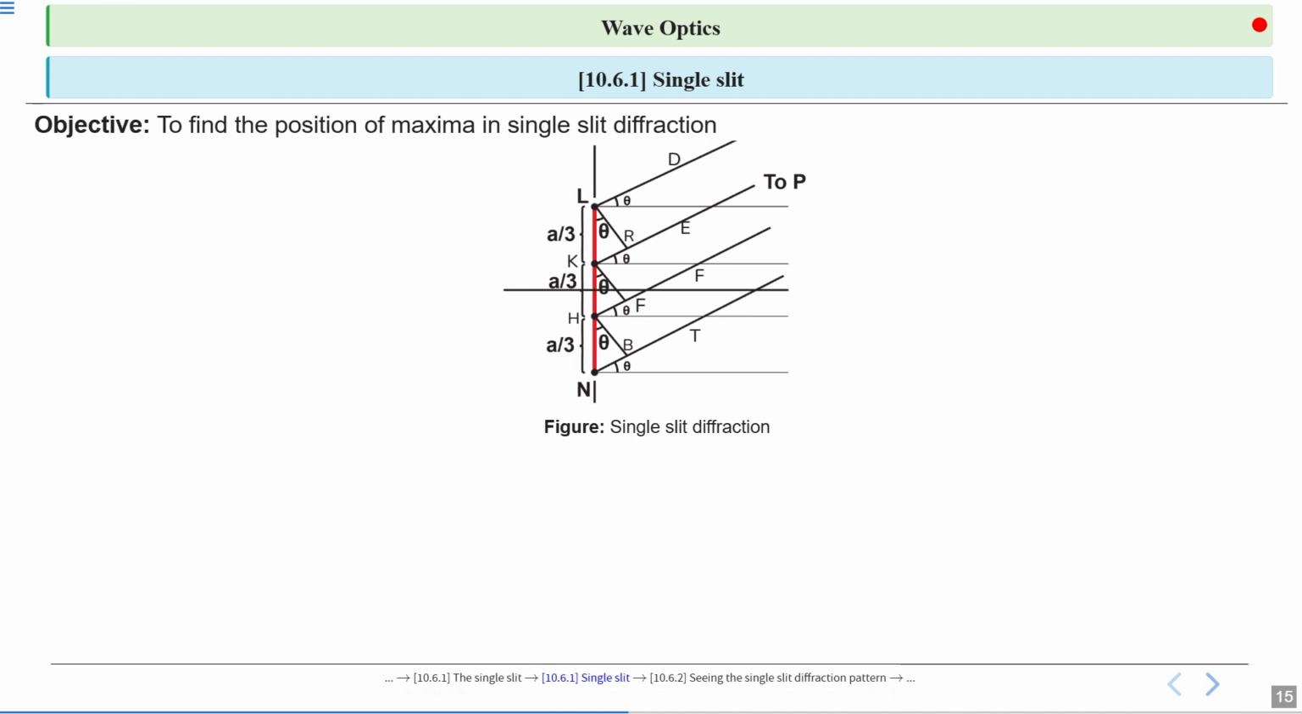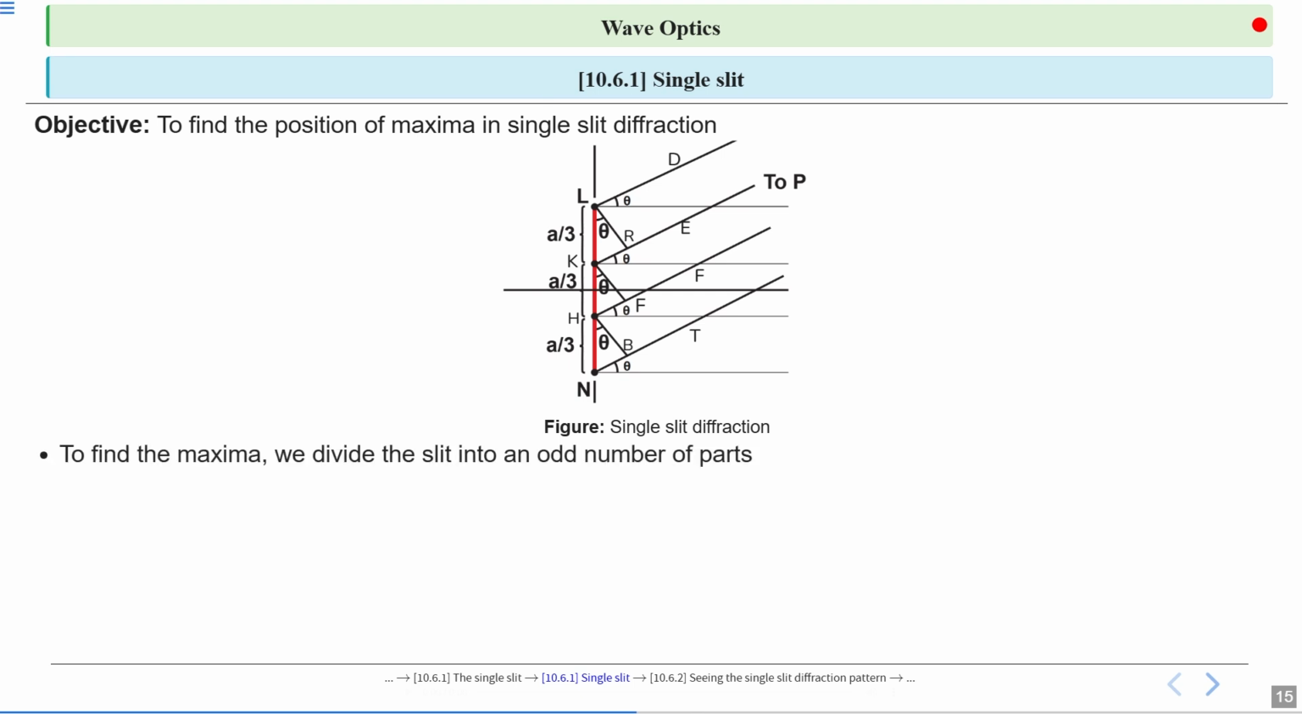Now, our objective is to find the position of maxima in this setup. Take a look at the image of single slit diffraction. Notice how light behaves when it passes through a narrow slit, creating a pattern of bright and dark regions. Now we have divided the slit into three equal parts, that is, a by 3, a by 3 and a by 3.